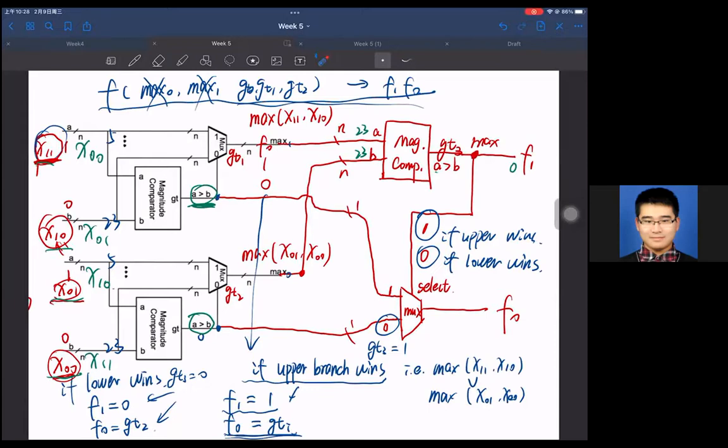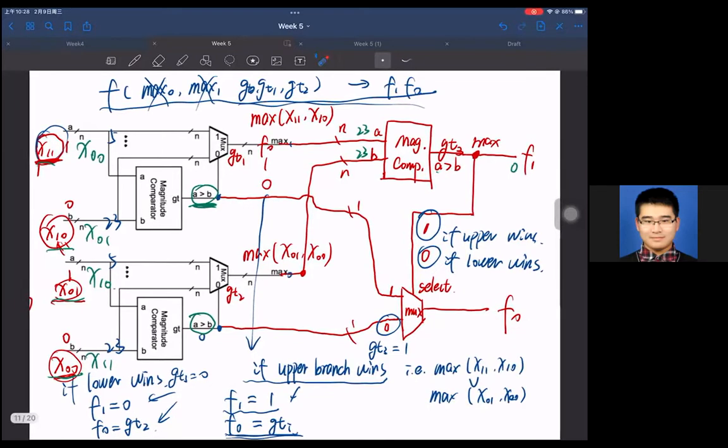So now we need to find the relationship of X1 with respect to GT1, GT2, GT3, and what about F0? Of course, we can list the truth table or whatever you feel like, for example, program-like style, and you will find out the following, which is F1 is just equal to GT3, which we can just put here.